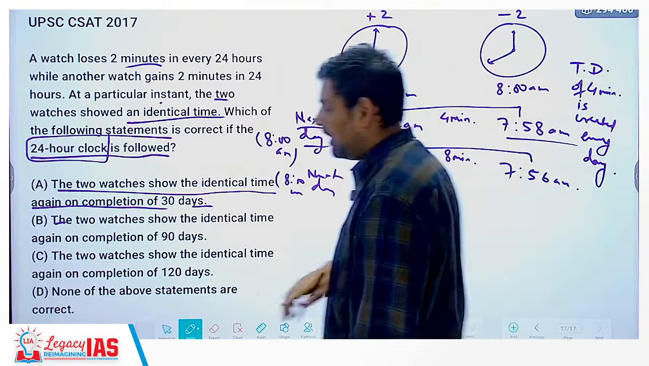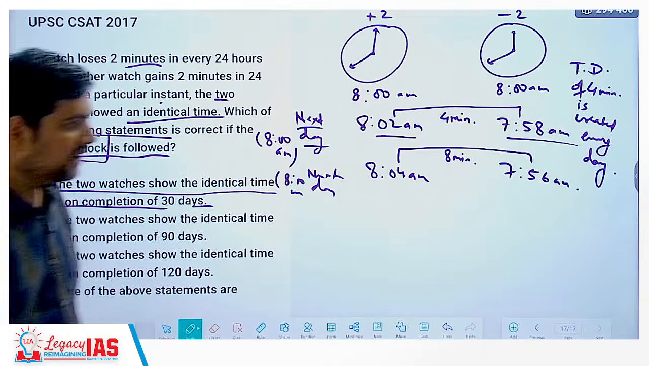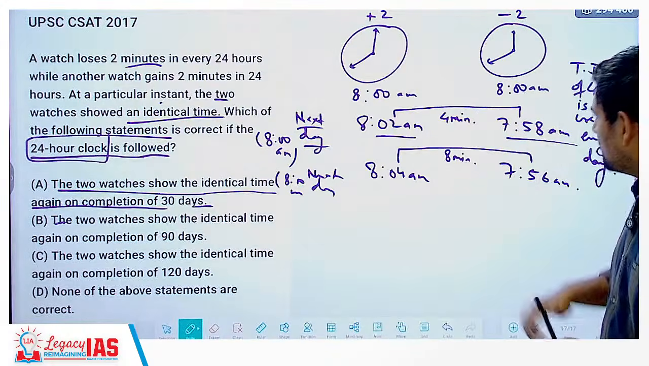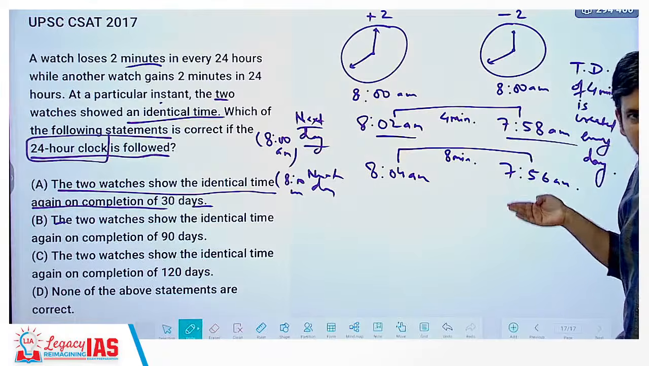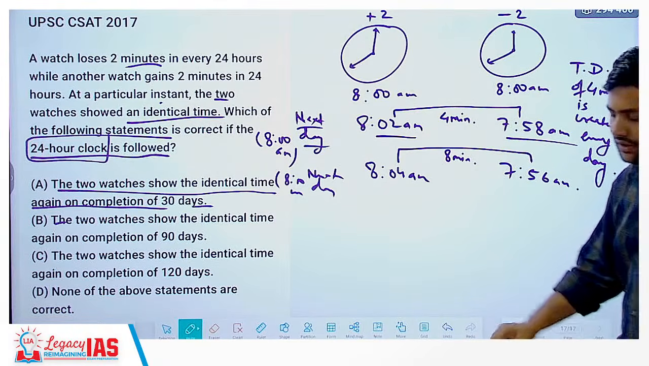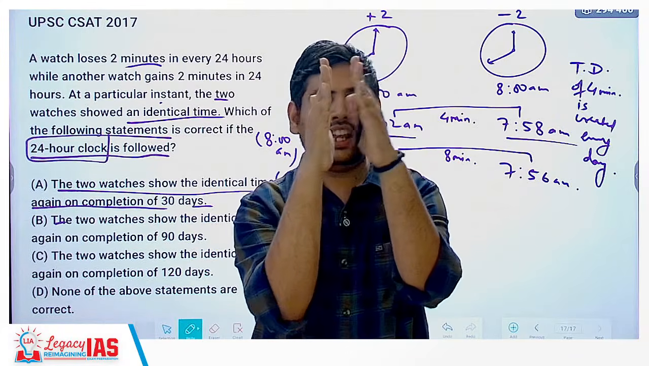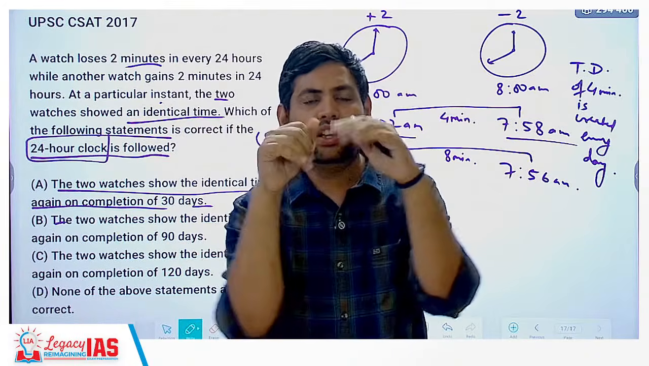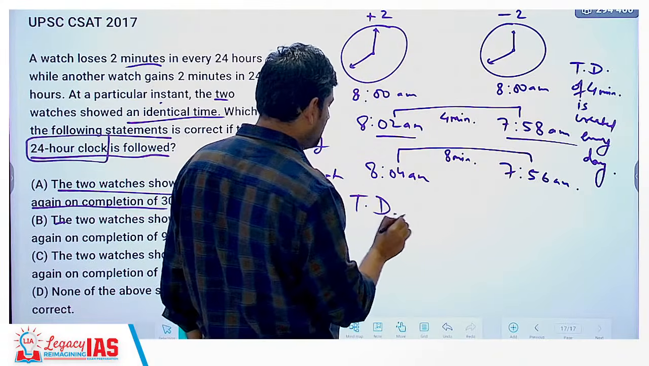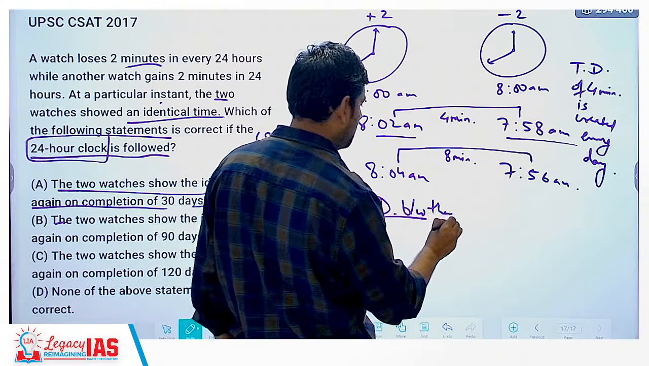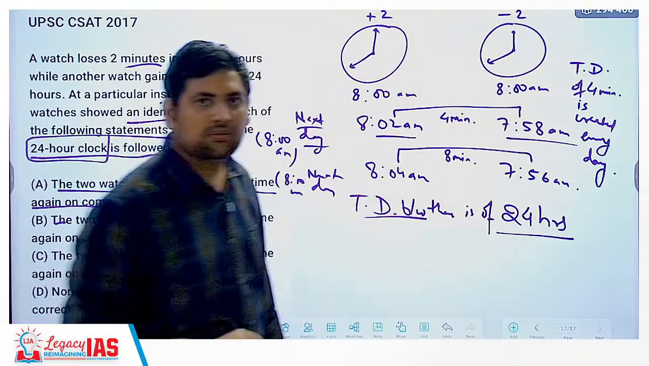If a time difference of 4 minutes is created every day, then when will they show the exact same time? Now see, this clock is becoming faster and faster. Correct? It will start showing more and more time, and this clock will become slower and slower, so it will show less and less time. So this is like two bodies, one moving like this and the other moving like this. So they cannot just directly meet somewhere in between. They can only show the same time when the time difference between them is of 24 hours.